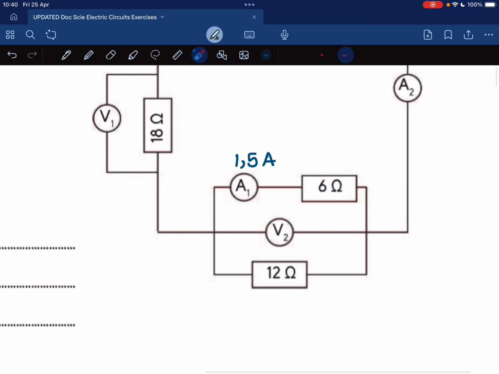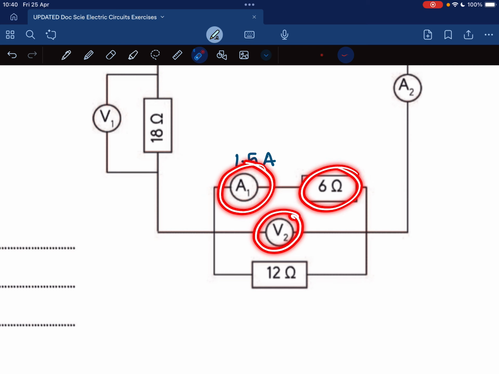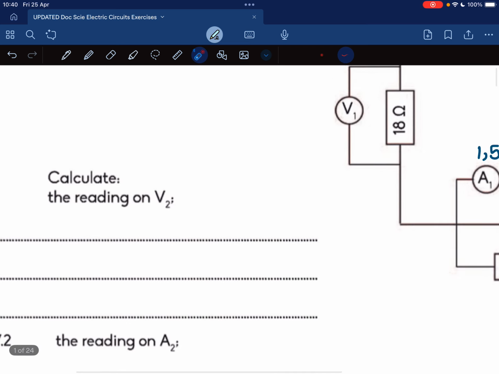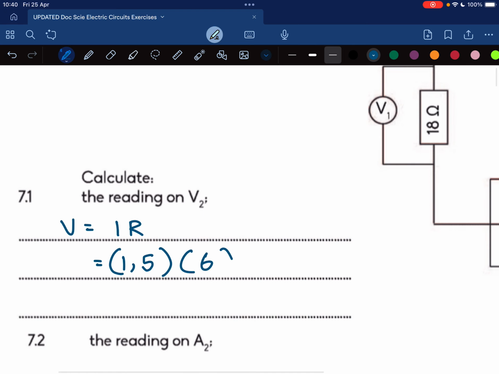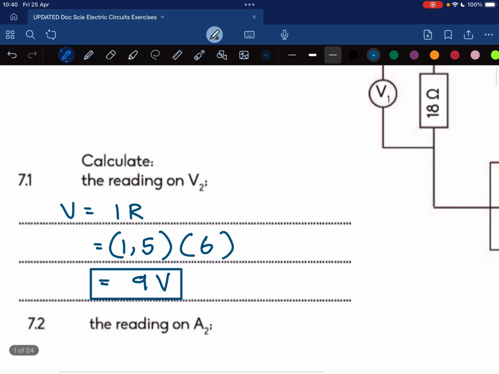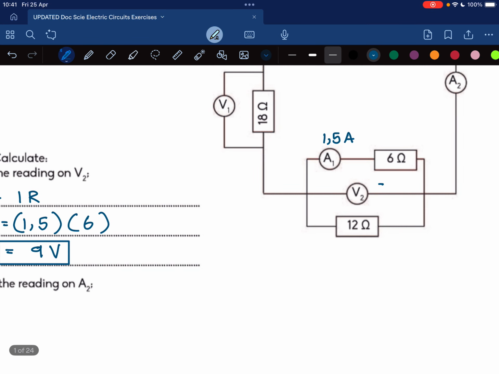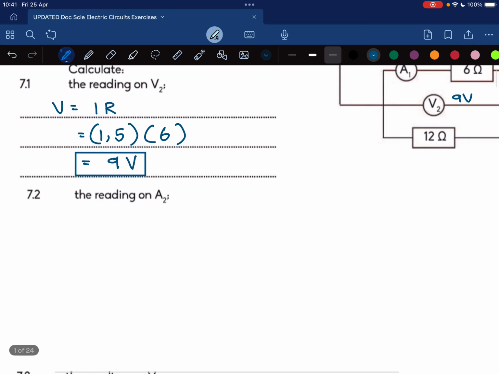Hopefully it was easy enough to see that you can use Ohm's law to calculate V because you have the resistance and you have the current through this part. So you could simply say V is equal to I times R, but the current is 1.5 amps multiplied by the resistance, which is 6 ohms. So the final answer will be 9 volts. Don't forget to include it in your diagram as well.